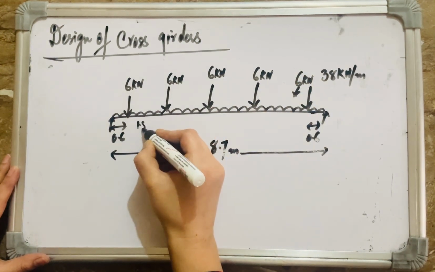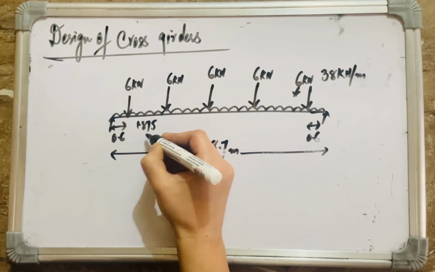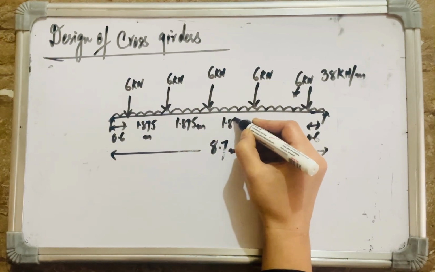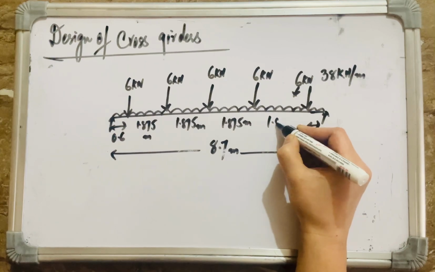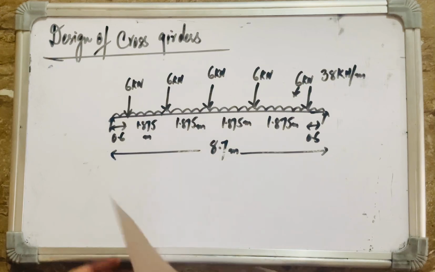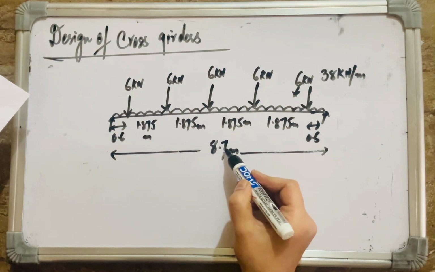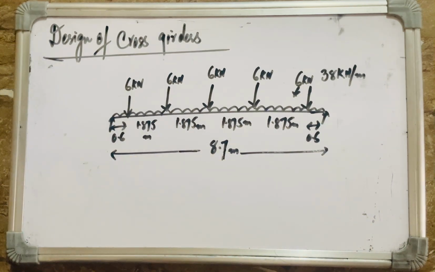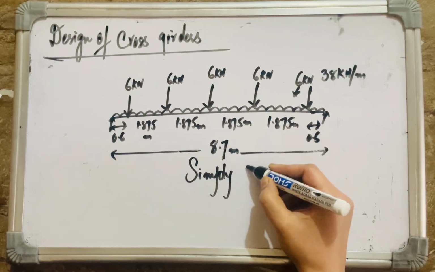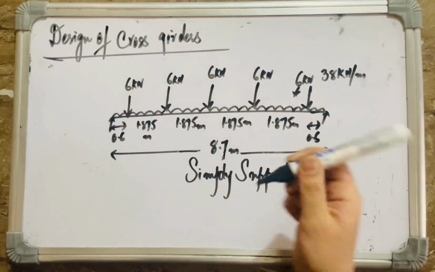All right, this is 1.875 meters. Then we have 1.875 meters, then we have 1.875 meters, and then again 1.875 meters. Then the curbstone 0.6. This is the cross section of the deck. This is the cross girder. 8.7 meter is the span, and this is the loading condition on the cross girder, which is a simply supported beam as well, just like stringer beam. And this is the loading condition due to the dead load.